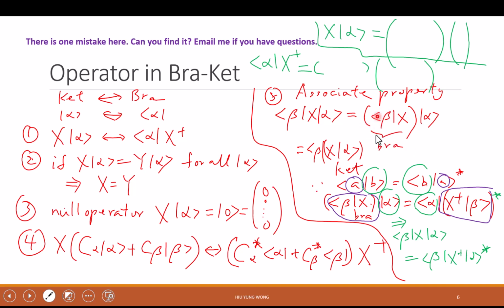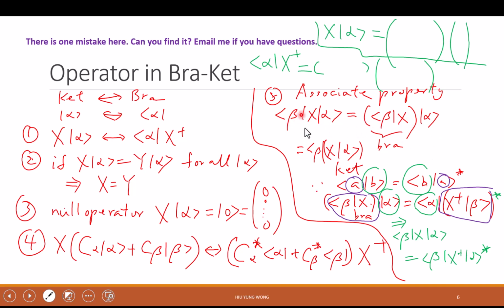Beta is a bra, a row vector, multiplied by a matrix. This matrix doesn't matter. Do not think that it needs to be labeled as an adjoint. It's just a matrix. A bra times a matrix is what? Still a bra itself. So a row vector times a matrix is still a row vector. And then a bra times the ket is again the inner product. So again, this is a scalar.